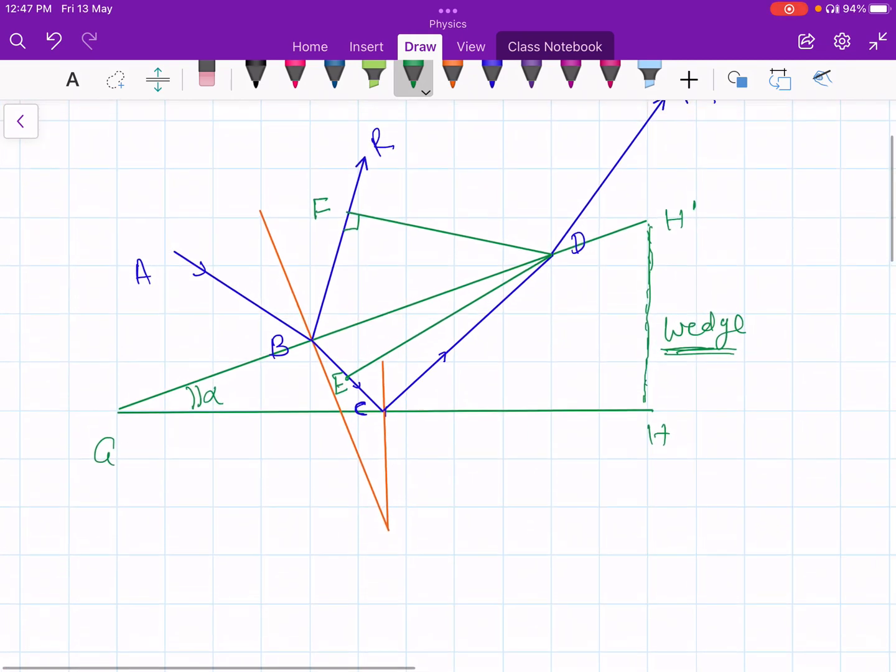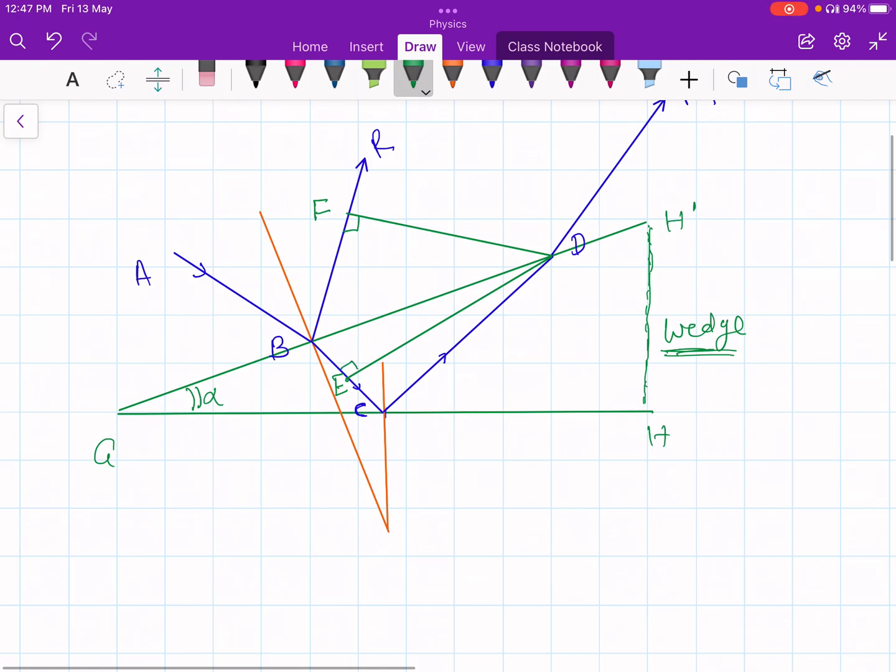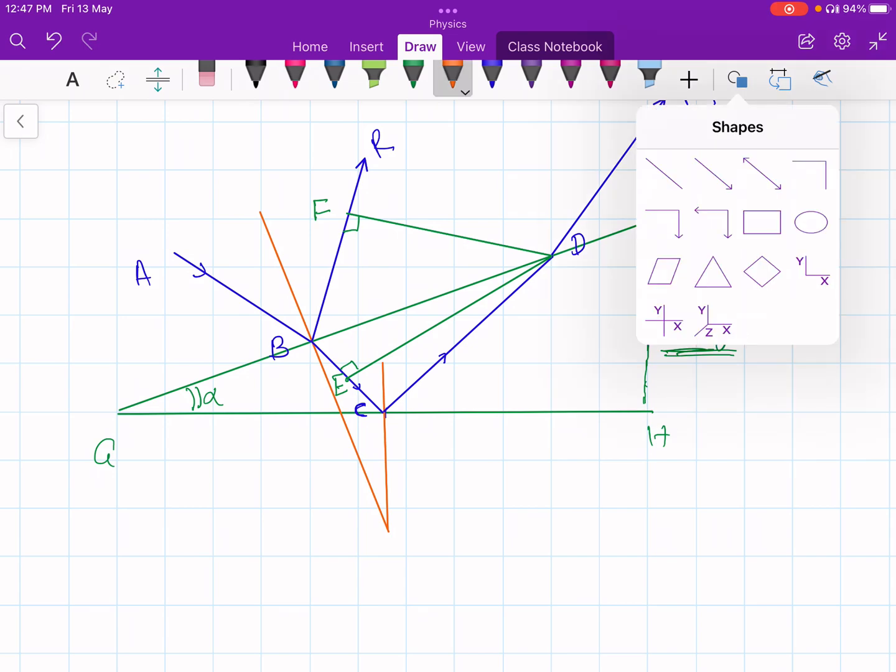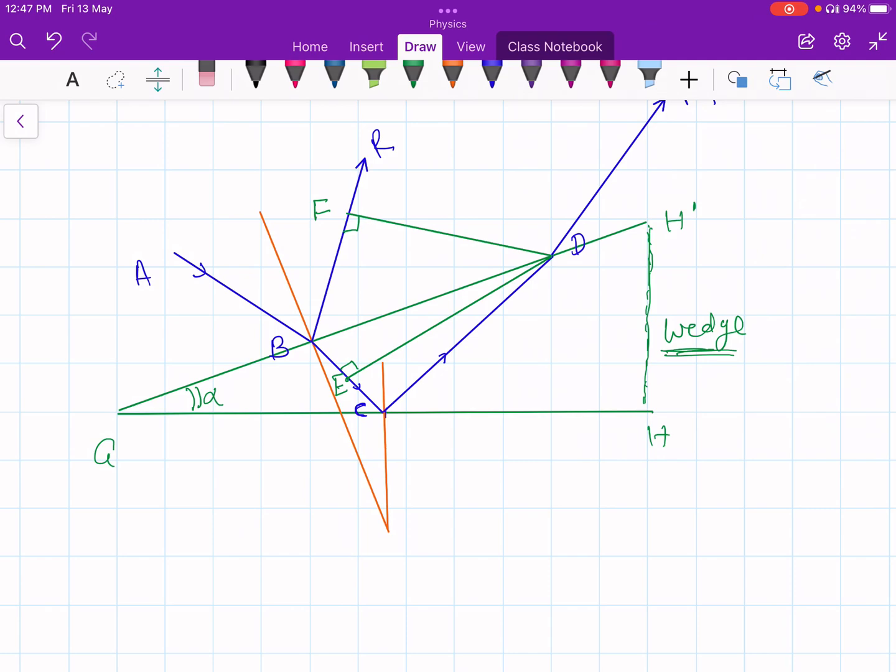Let's see the diagram. Normal means this is 90 degrees. One more arrangement I would like to do over here is to extend. First, I am going to draw a normal to the lower surface from point D. Okay, this is a normal at point D to the lower surface.